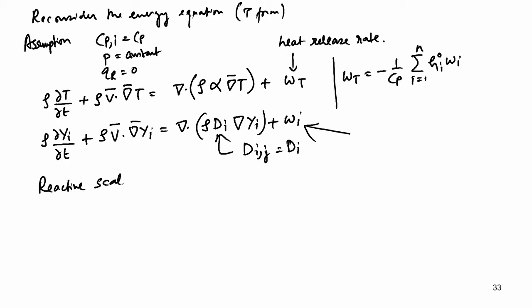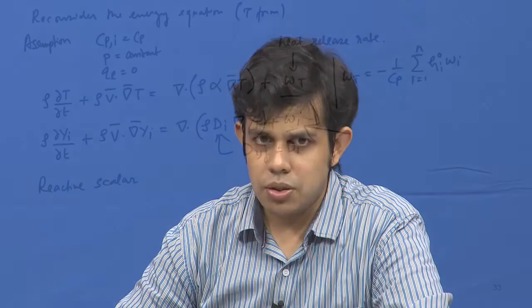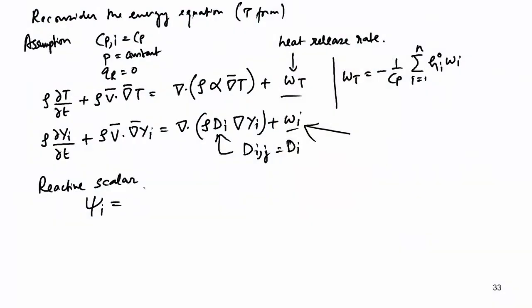Reactive scalars, of course, as you see, these are not passive scalars because you have got source or sink terms in these equations. So these are not passive scalars, these are reactive scalars, and furthermore this also couples with the flow directly because of the density variation. Okay. So this reactive scalar, given by xi_i, is equal to Y1, Y2, Yn and T. Okay. So there are n plus 1 reactive scalars. So this reactive scalar is essentially the vector.